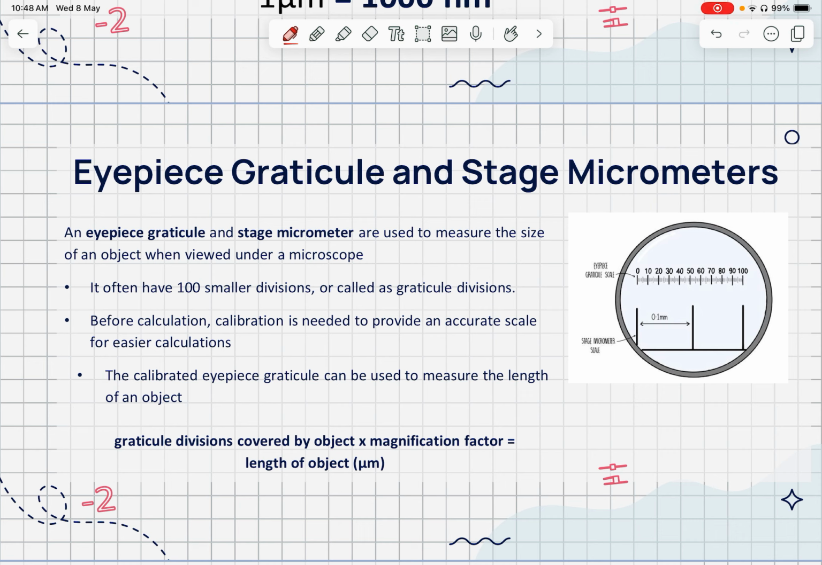Before calculation, you need to calibrate it. Calibrate means to adjust the stage micrometer so that it provides you an accurate scale and is much easier to calculate with. And of course, the calibrated eyepiece graticule can be used to measure the length of an object, which is the graticule divisions covered by the object times the magnification factor. You will get the length of the object in micrometers. So units are very important here. One tip is to convert all of your values into micrometers so it's easy to calculate.